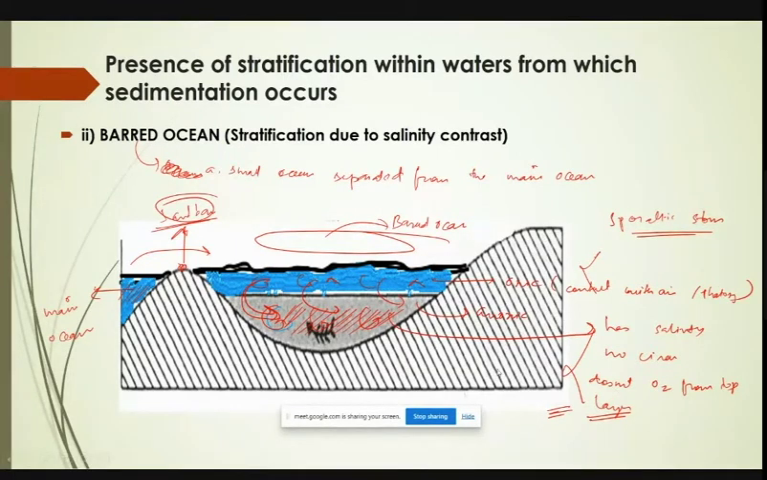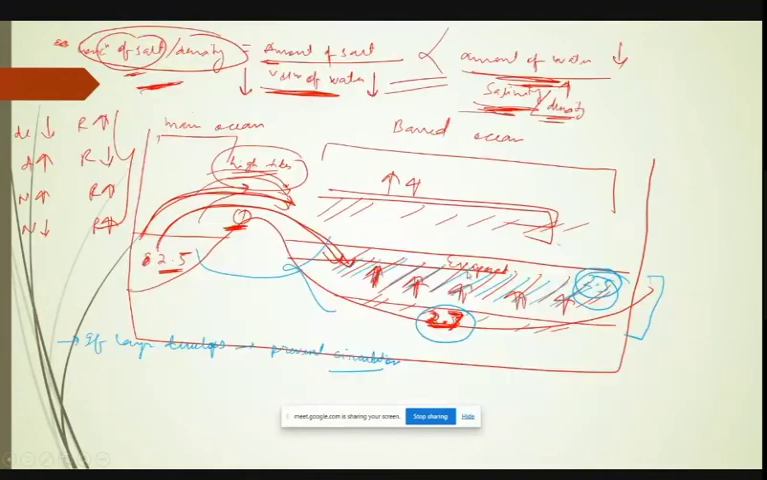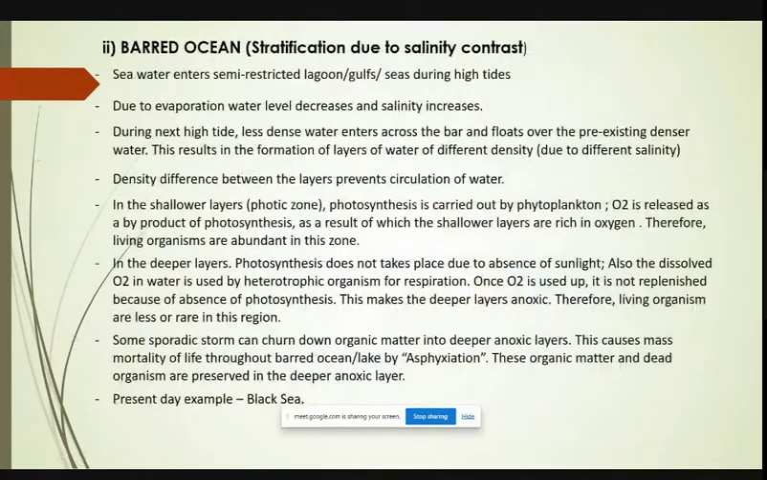Okay. So the theory of this is written here. You guys can write it down, or you can take a screenshot of this. So the first is, seawater enters the semi-restricted lagoons, gulfs or seas during high tides, as we have discussed. Then due to evaporation, the water level decreases, the amount of water decreases and salinity thereby goes up. And the next point says that during the next high tide, less dense water from the main ocean enters the barren ocean. So we will be having two layers of different density. Density difference will prevent circulation of water.